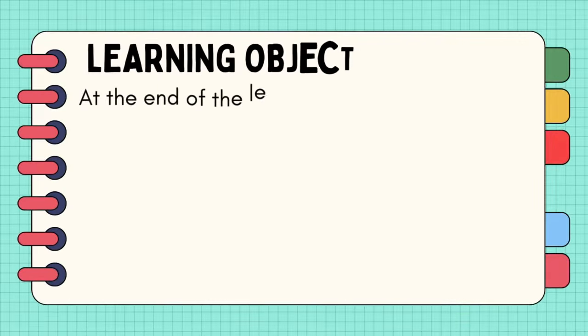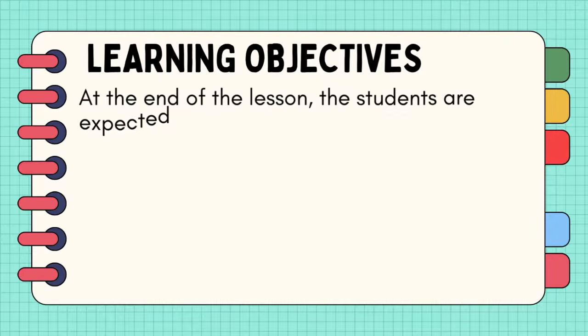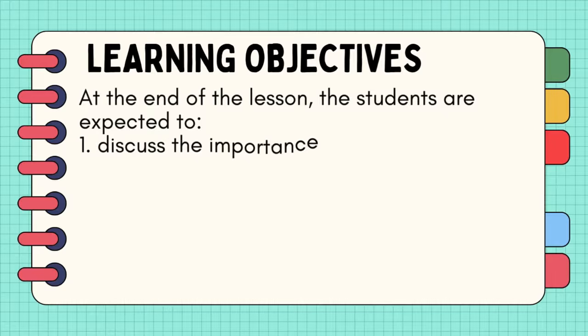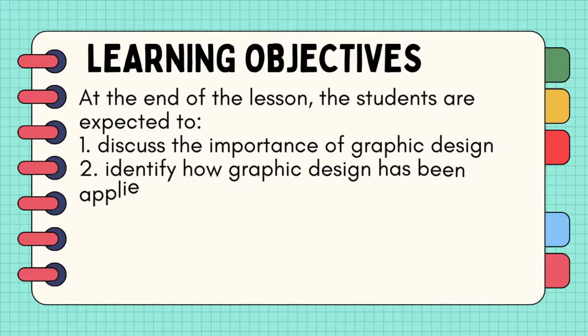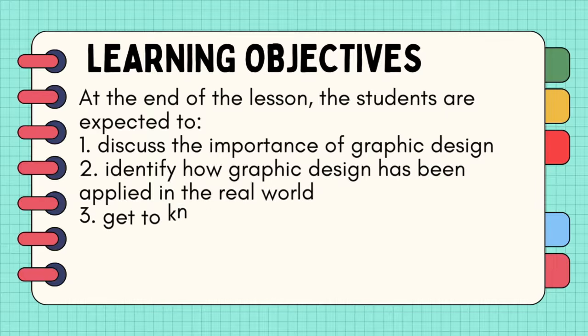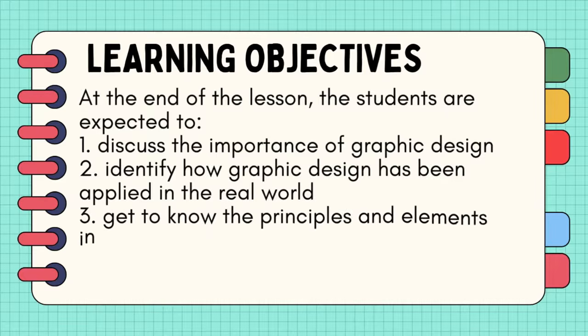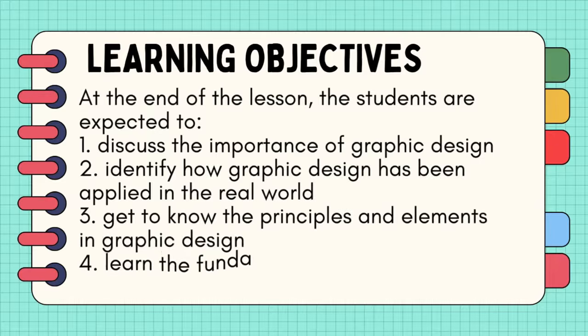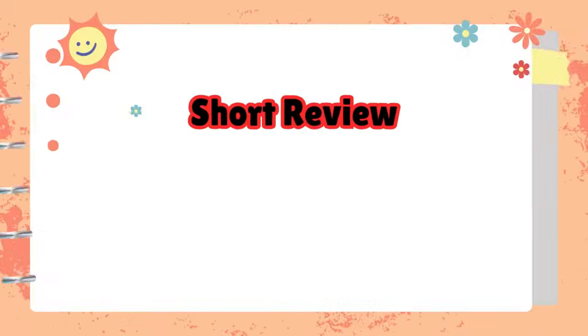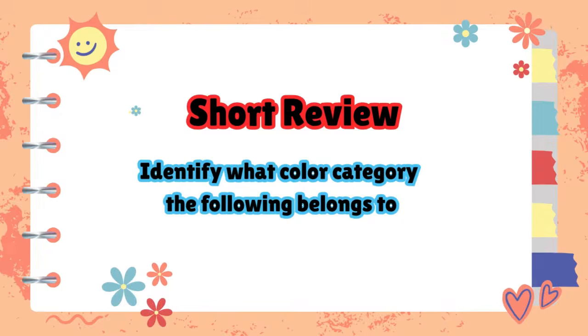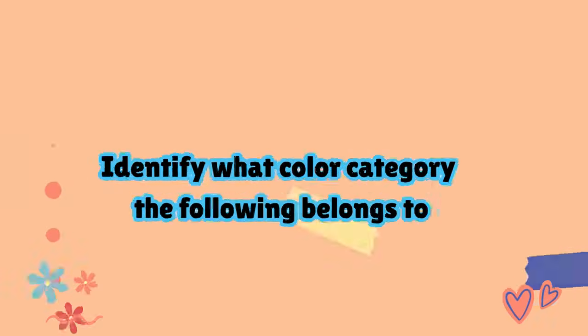Learning Objectives. At the end of the lesson, the students are expected to: 1. Discuss the importance of graphic design. 2. Identify how graphic design has been applied in the real world. 3. Get to know the principles and elements in graphic design. 4. Learn the fundamentals of graphic design and desktop publishing. Short review. Identify what color category the following belongs to.